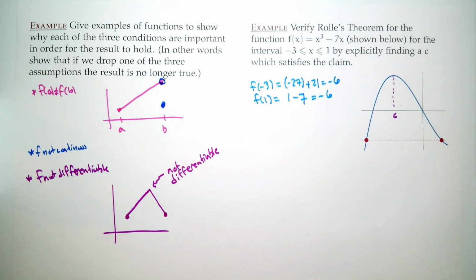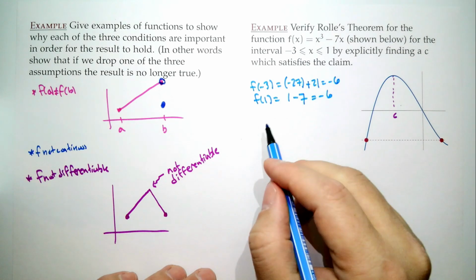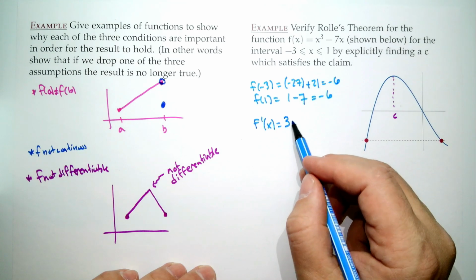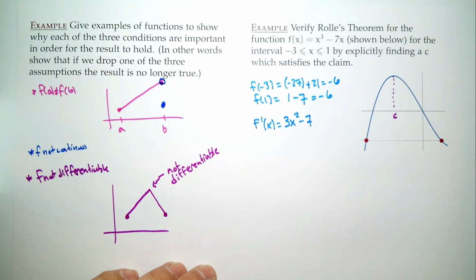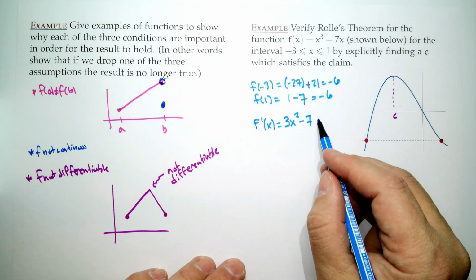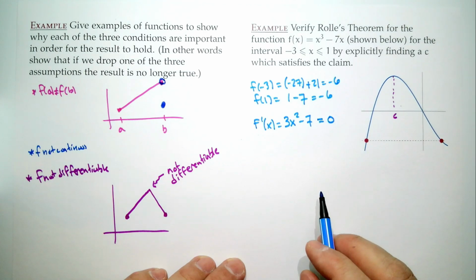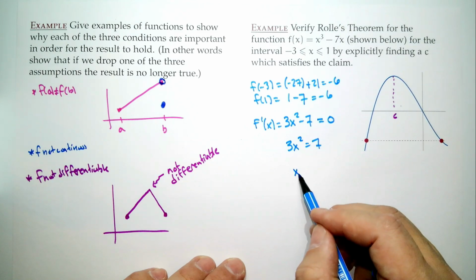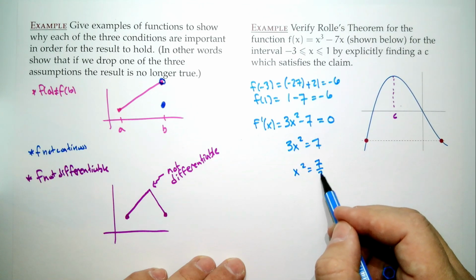We did check that it's continuous. Is it differentiable? Well, let's find out. What is the derivative? 3x squared minus 7. We found a derivative, and therefore, it is differentiable. All right, good. So, what's the next thing? Well, Rolle's theorem claims that there's some place where the derivative equals 0. So we set this equal to 0. And this becomes 3x squared equals 7, or x squared equals 7/3.